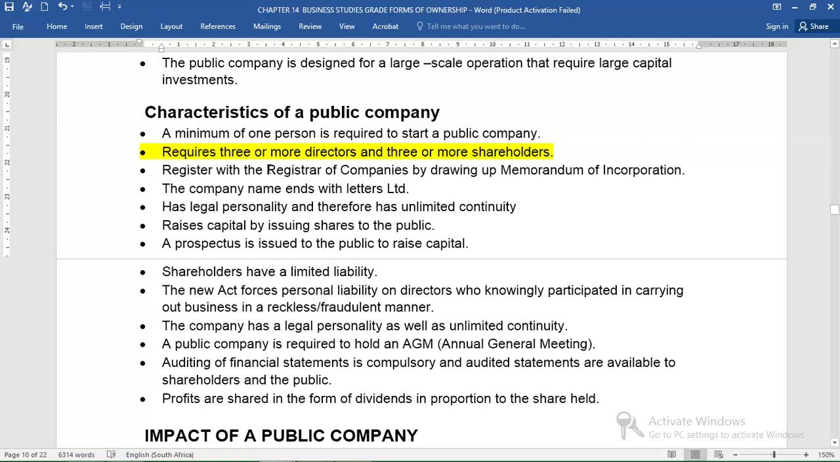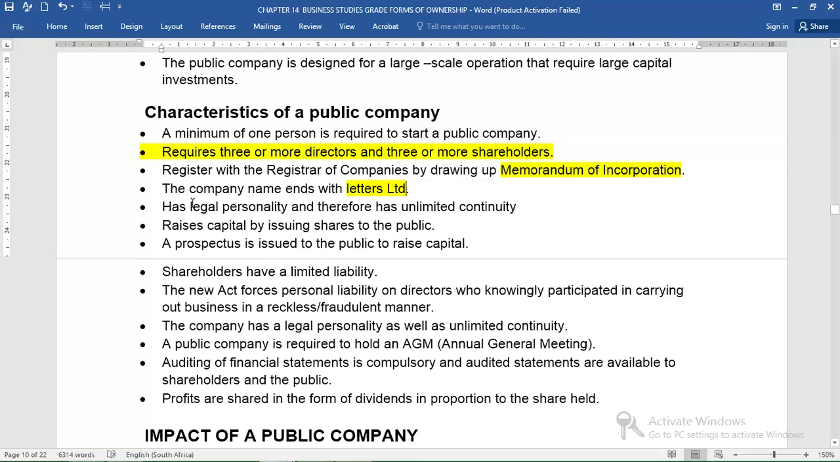This one is exactly the same. The companies will be registered with the Register of Companies, and you draw up an MOI, Memorandum of Incorporation, which shows all the details about the company, right? And the name of a public company should end with the letters LTD, not Pty Ltd. Here it should be only LTD because it's a public company, right?